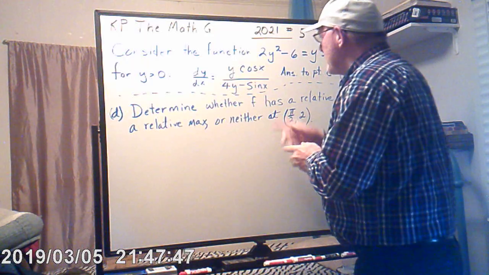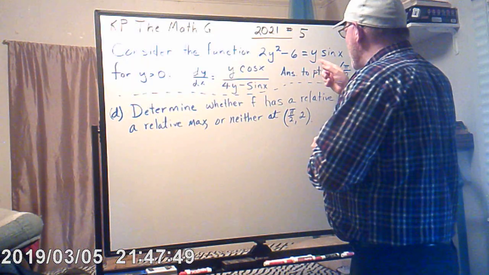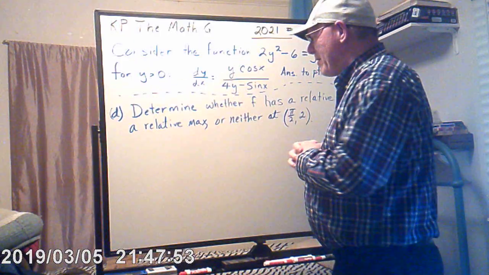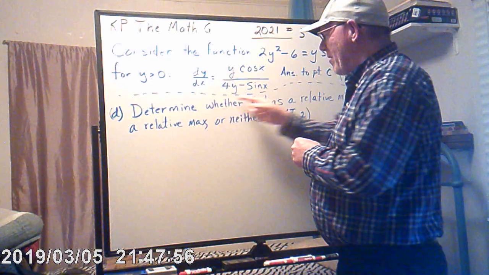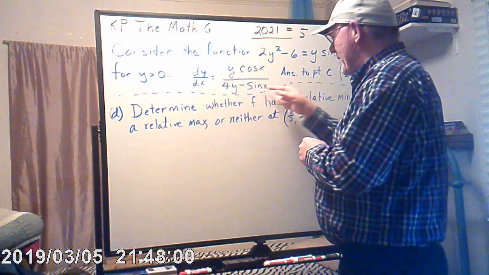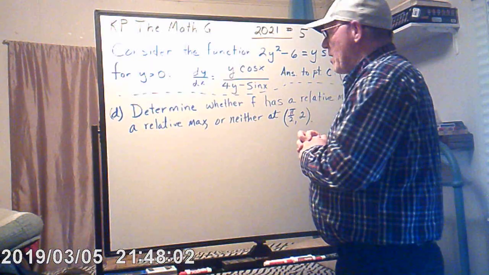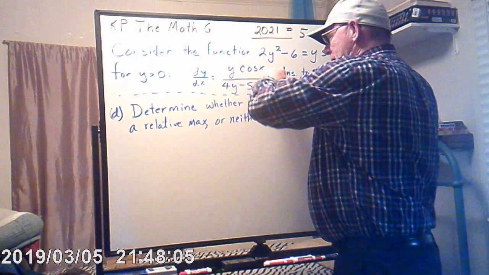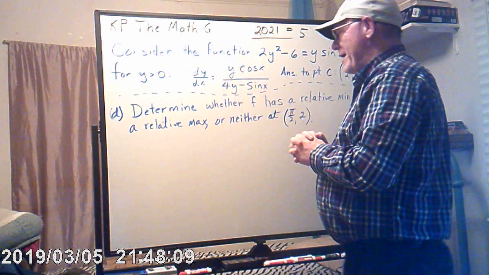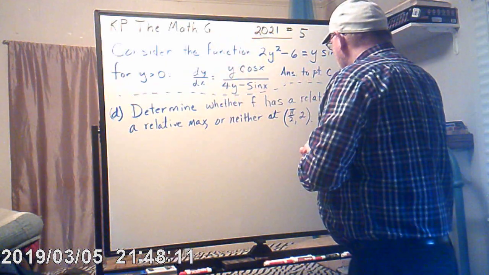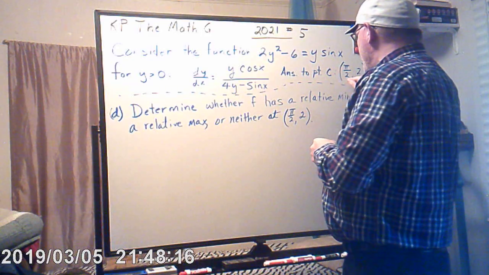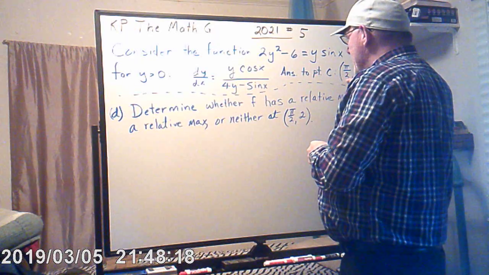Consider the function 2y squared minus 6 equals y sine x. It says for y greater than 0, dy over dx is y cosine x over 4y minus sine x. One of the questions said to make sure this is really true, and I think that's the A part. I don't know what all the other parts are, but the C part was to find this point here.